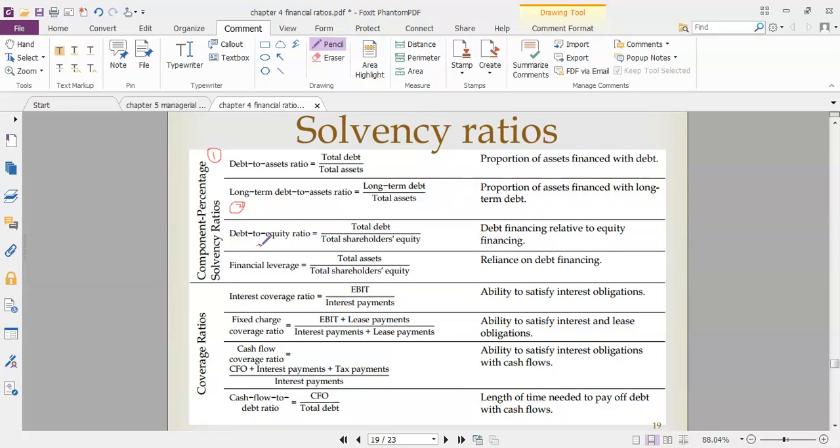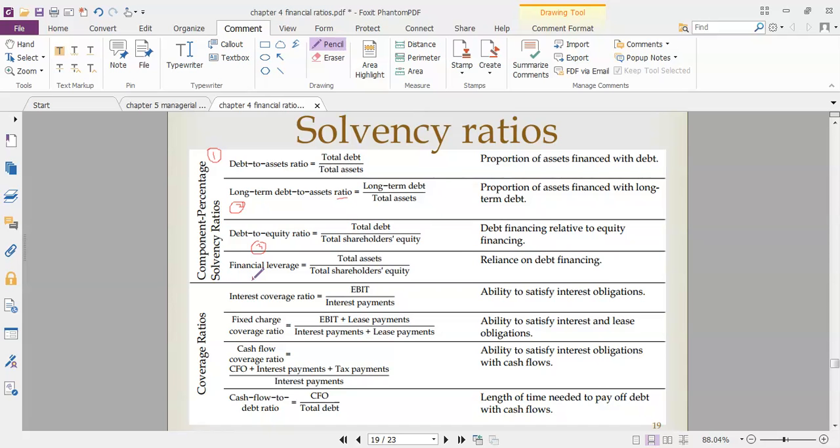The third one is the debt to equity ratio. Against the total shareholders' equity, how much is our debt? It shows debt financing relative to equity financing. How much is the proportion? Because a ratio is a proportion, right? So that is how we assess our solvency using the ratio.